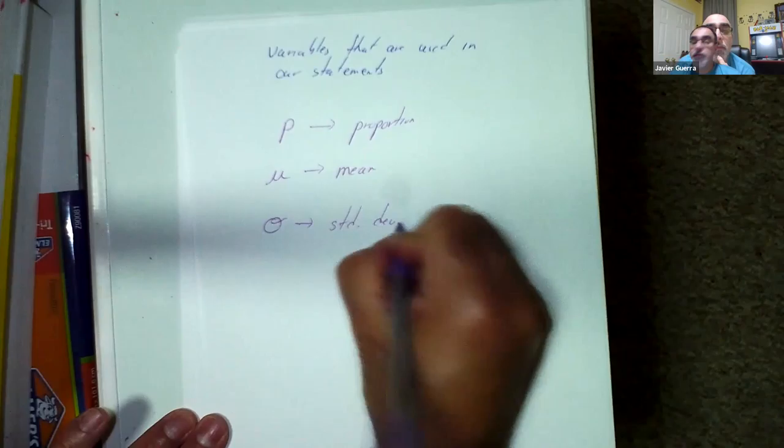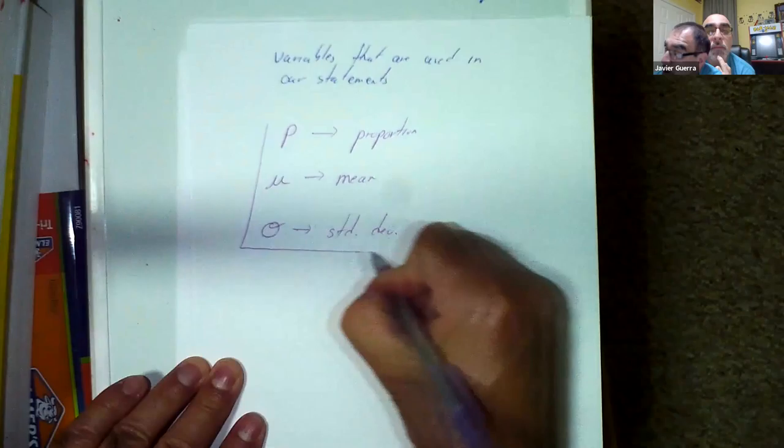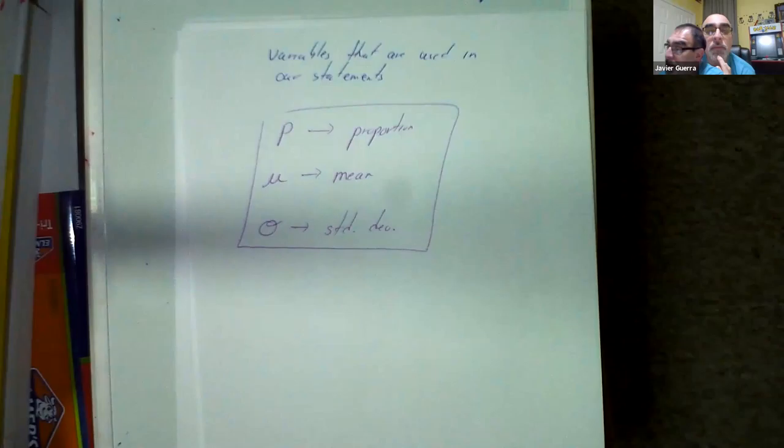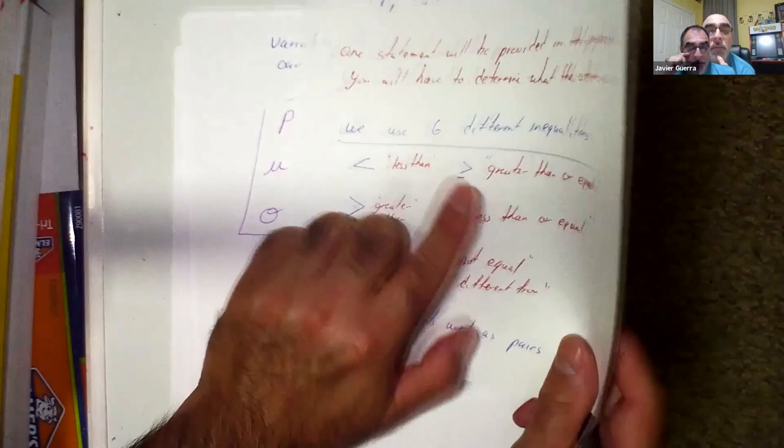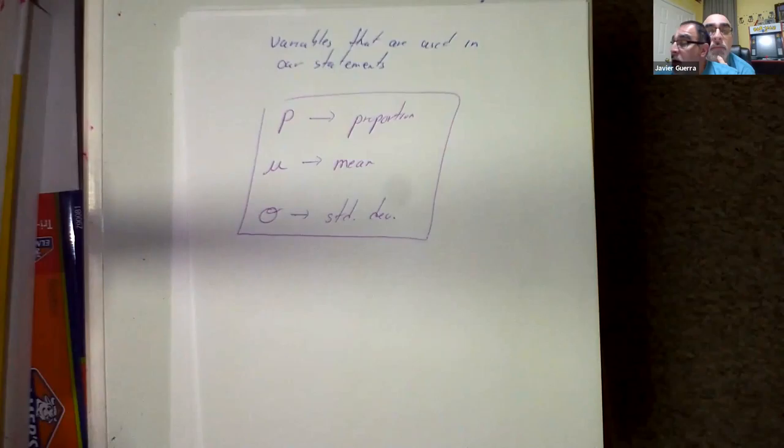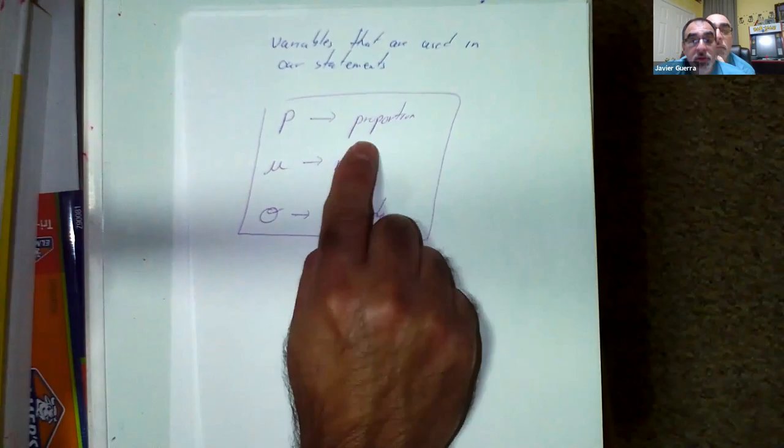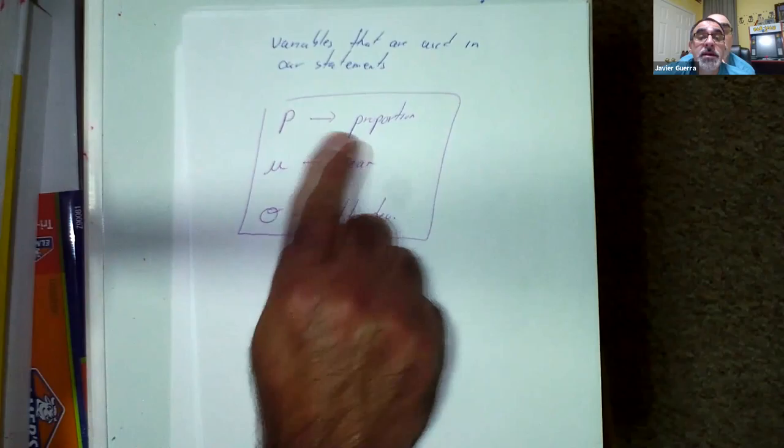So at the beginning of your statement, you'll see that P or the mu and the sigma, and after that, you will see the inequalities that follow along with it, which I did show y'all just a while ago. So you gotta remember these notations. P is proportion, mu is mean, sigma is standard deviation.